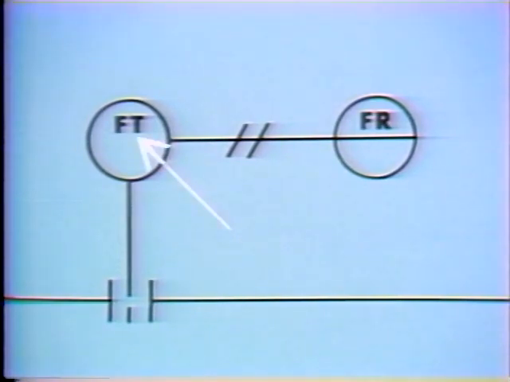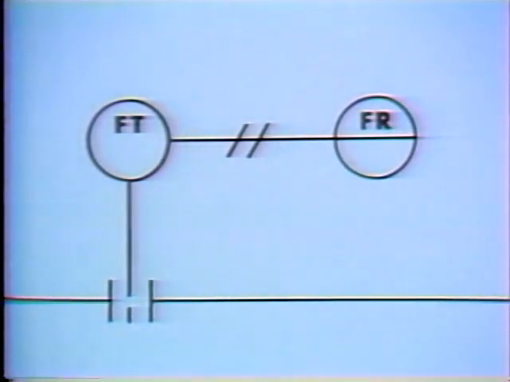The FT inside the local instrument tells us it's a flow transmitter. The FR inside the remote instrument tells us it's a flow recorder. The line connecting the flow transmitter with the flow recorder has a hash mark on it. This tells us that it's a pneumatic line.